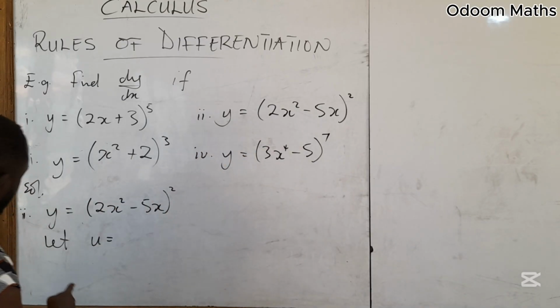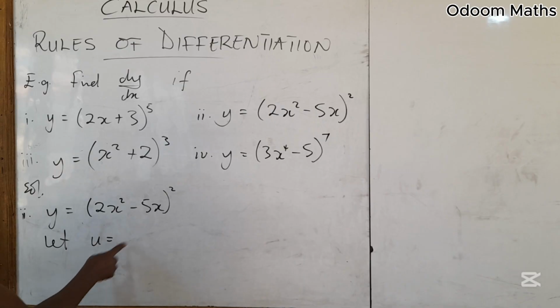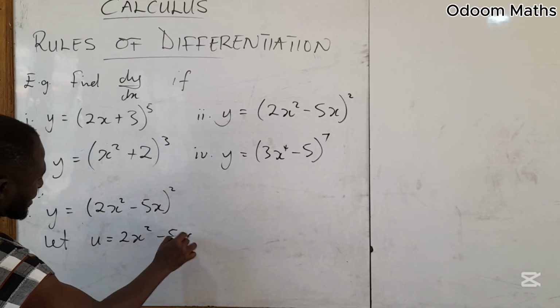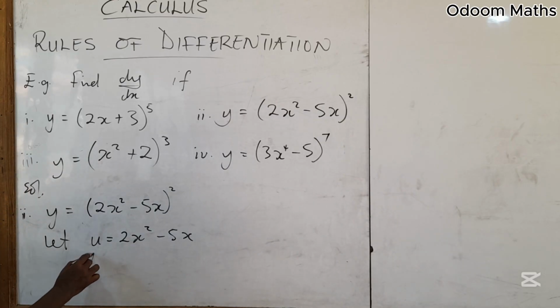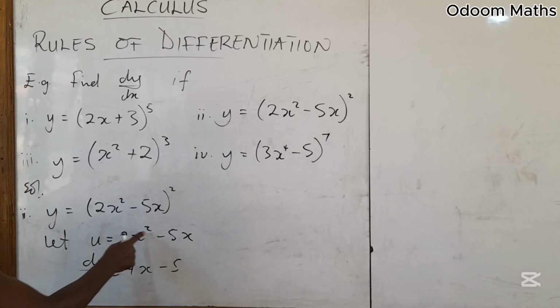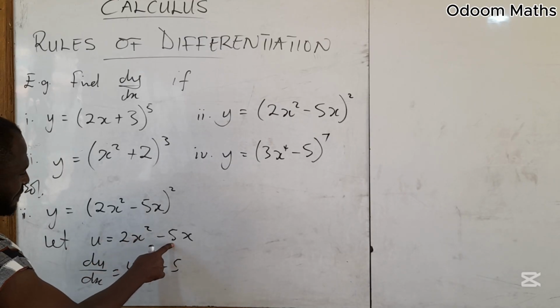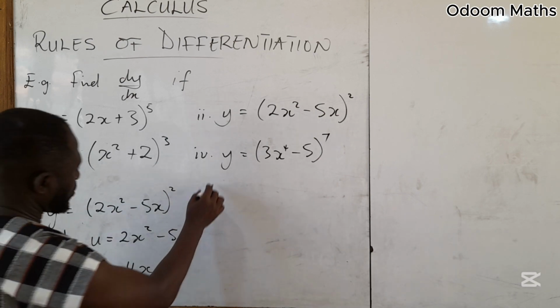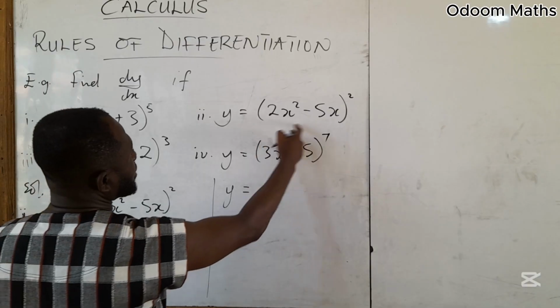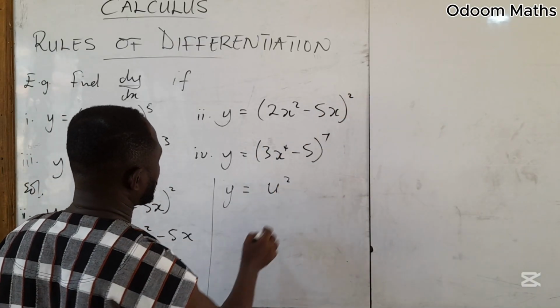Okay, so for the second example, that's this one, we let u be equal to what is in the brackets. So that is 2x squared minus 5x. Then in this case, our du/dx becomes 4x minus 5. So this and this is 4x, and then this will be negative 5, so 4x minus 5. So in that sense, our y is equal to u to the power 2.